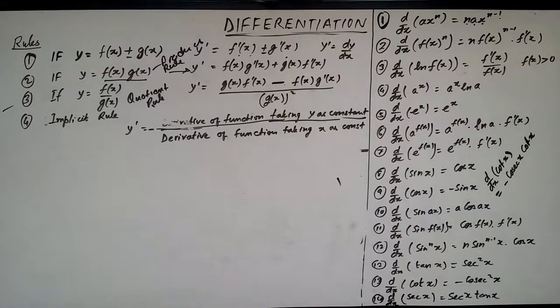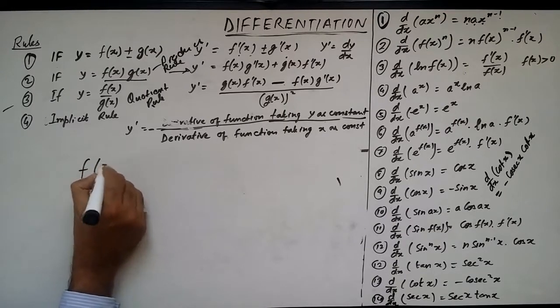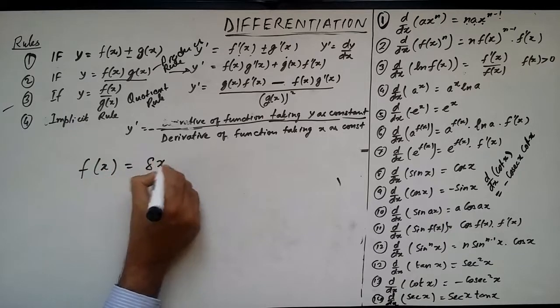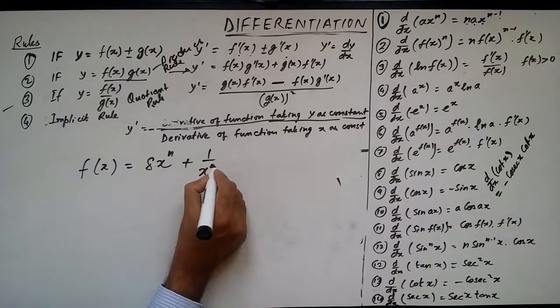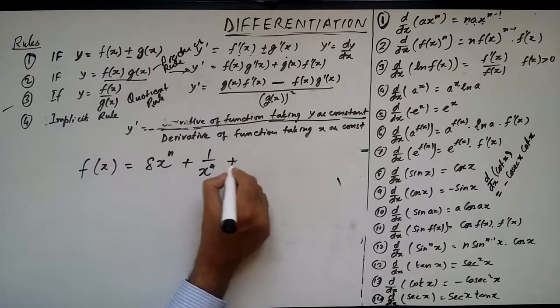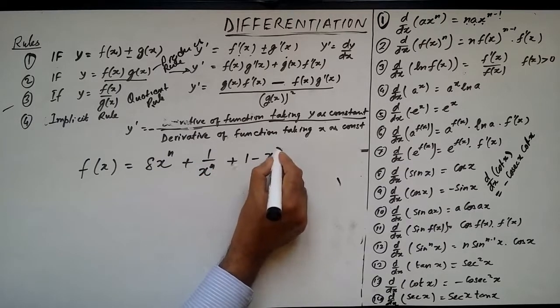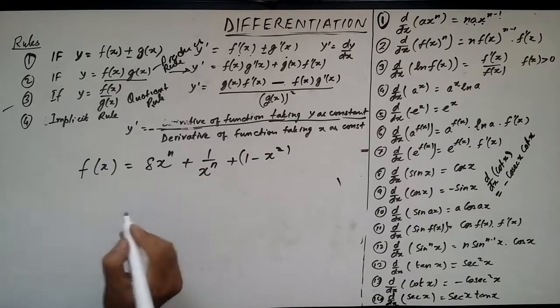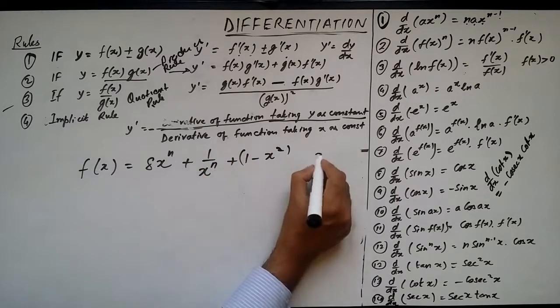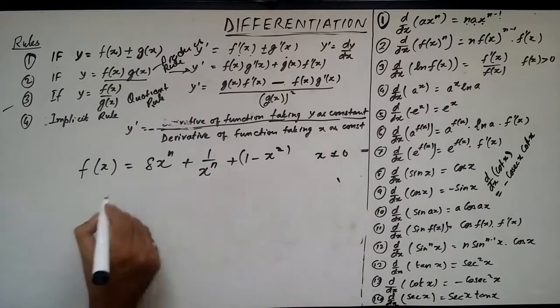So this is some problems on this. Let's see one more problem which seems a little bit tricky, but I think it's quite easy. 1 upon x to the power n plus 1 minus x squared. This is n, and x is not equal to 0.